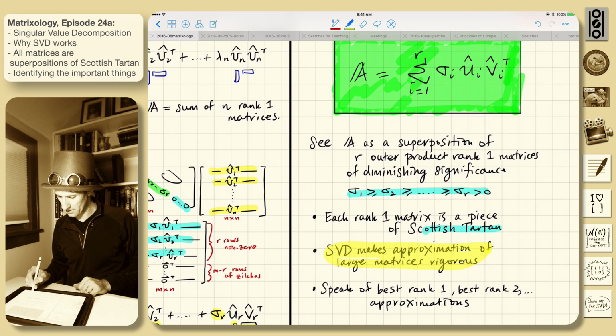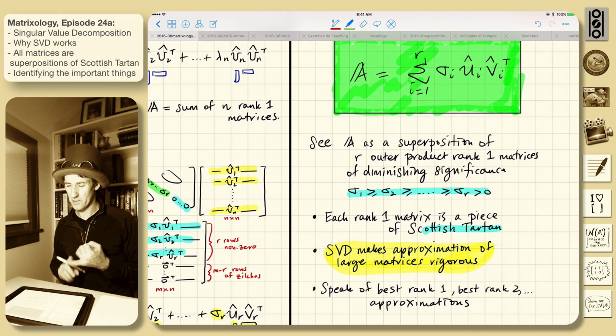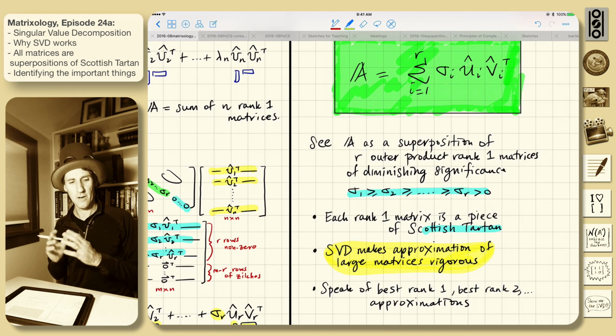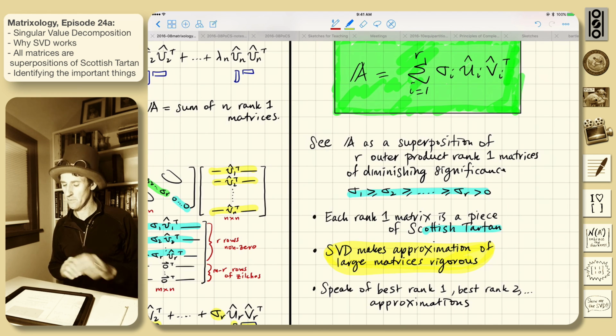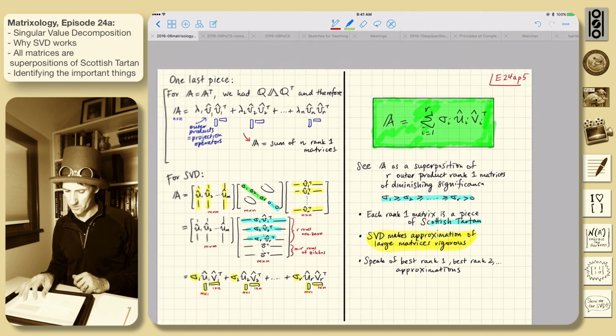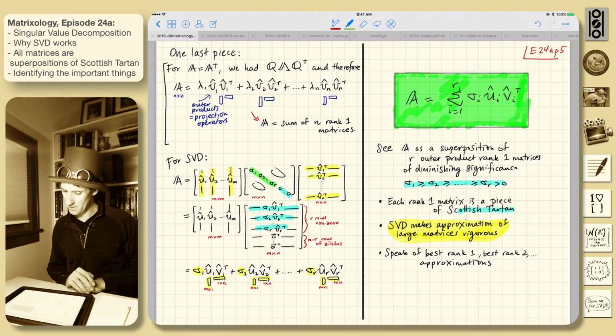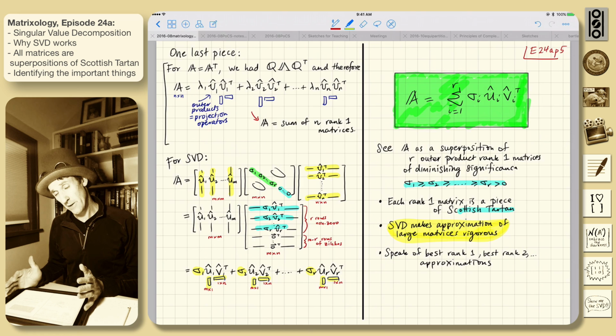So there's a story we can use. It's used in weather prediction, and in all sorts of things, anything with a large matrix. You can speak of the best rank 1, rank 2, or rank 5 approximation, which makes our calculations much simpler later on. So that is the story of SVD.